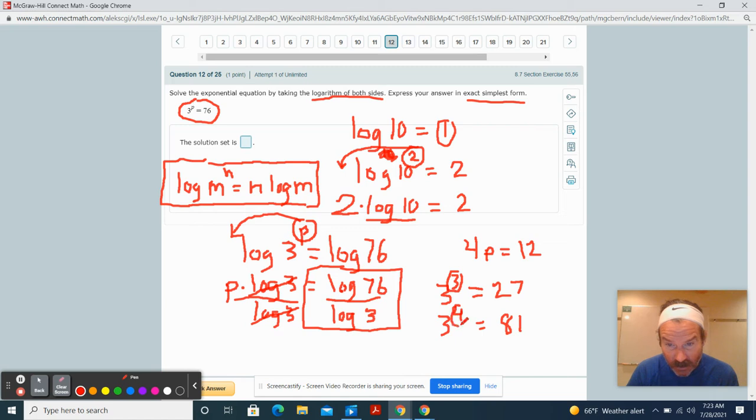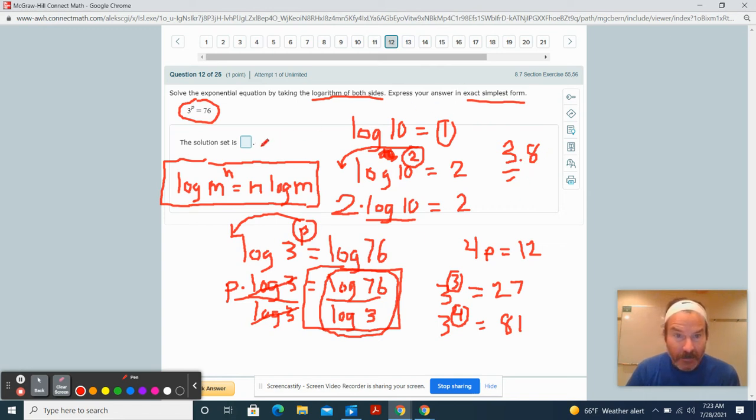Probably closer to 4 because 76 is closer to 81. So if I had to guess, it would be maybe 3.8. But that's just a guess. It might be 3.7. It might be 3.82. If you put this in your calculator, I'm not going to do that right now, but you would get some decimal that starts with a 3. But it's not going to be just 3. It's going to be 3 point something.